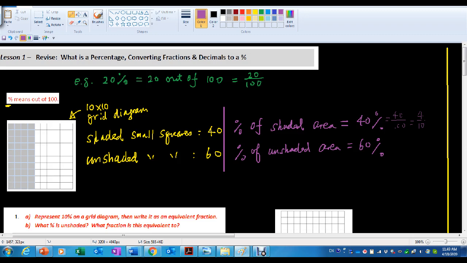But you have learned how to convert fractions into their lowest form. That's 2 over 5. So the unshaded part should be 60 out of 100, which is 6 over 10 and 3 over 5. So that means for any percentage given, you can always convert it into a fraction.